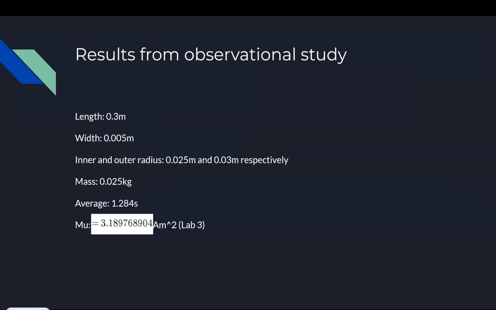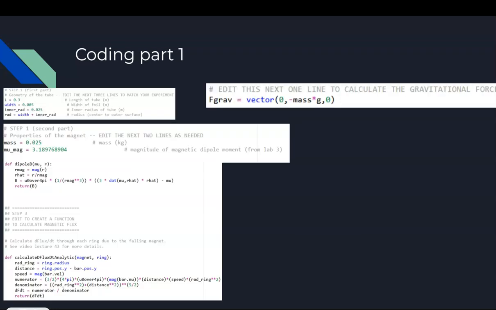Some results that I found from the observational study: the length was about 0.3 meters. Width was around 0.005 meters. The inner and outer radius were 0.025 meters and 0.03 meters respectively. The mass of the entire thing was 0.025 kg. Average time was around 1.284 seconds. Mu that I found from lab 3 was 3.189768904 A·m².